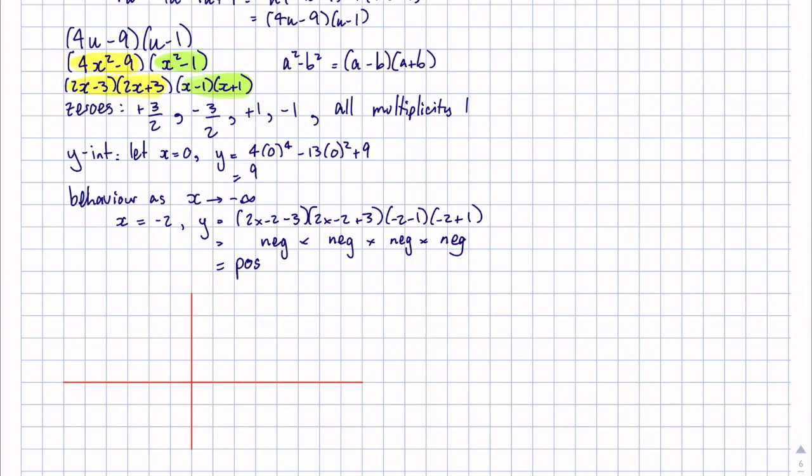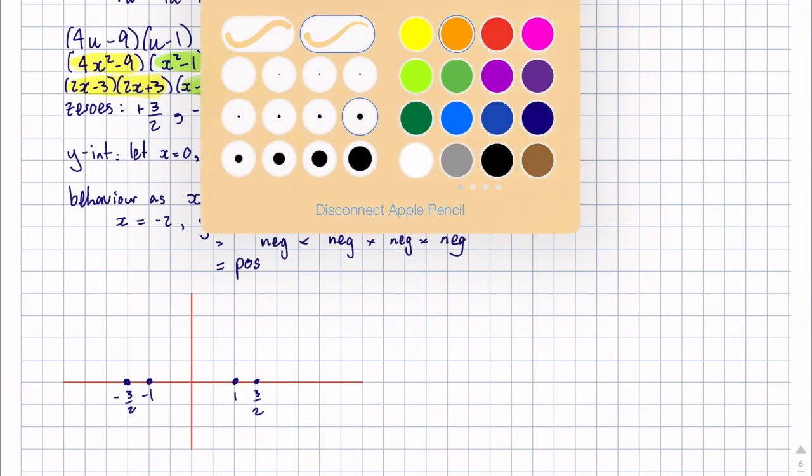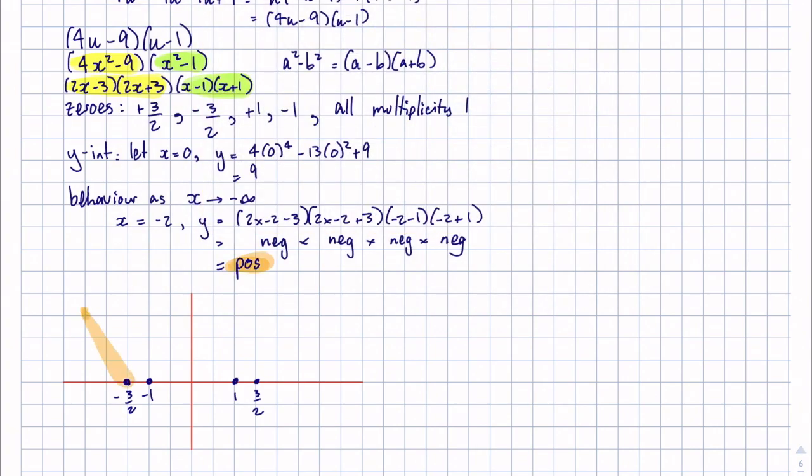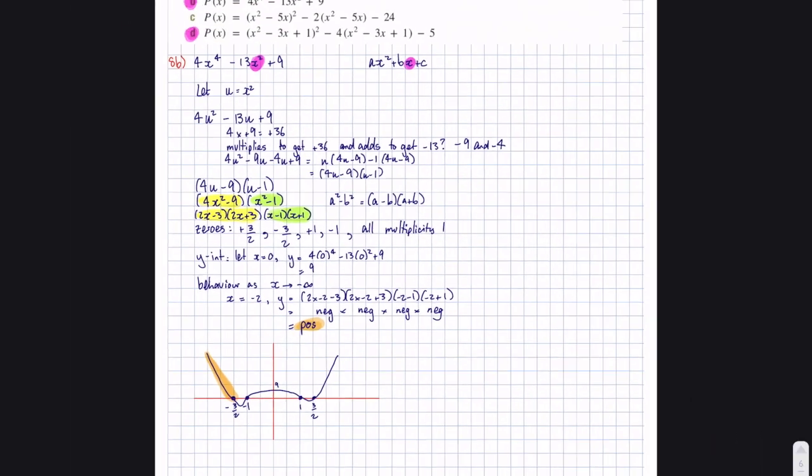So now I can actually sketch it. Again, we're not doing a great job on this. So I've got minus 3 on 2 and minus 1, positive 1 and positive 3 on 2. And down here we're going to start off, this came out as positive, so we're up here. And they're all simple roots, so it just kind of cuts through them. Yeah, it's not going to look good. My y-intercept is 9. That's how it's going to look.